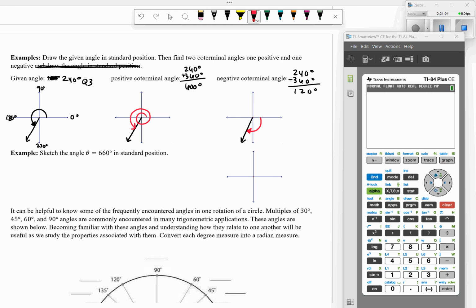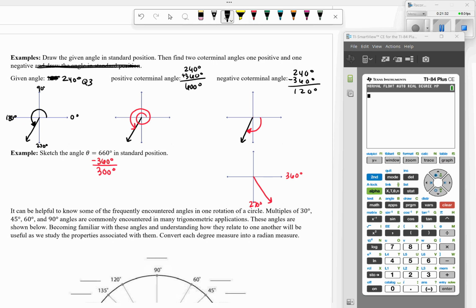Next example says sketch the angle theta equals 660 degrees in standard position. So for 660 degrees, I'm going to first figure out which quadrant this lies in by finding its coterminal angle by subtracting 360 degrees, which gives me 300 degrees. So I know this is 270 degrees and all the way around is 360, so that tells me 300 degrees would be in quadrant 4, somewhere about here.